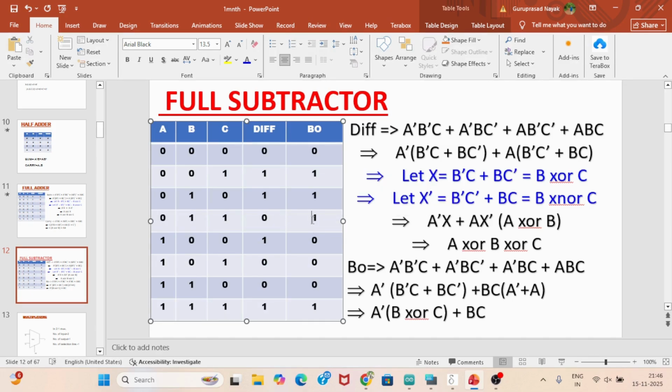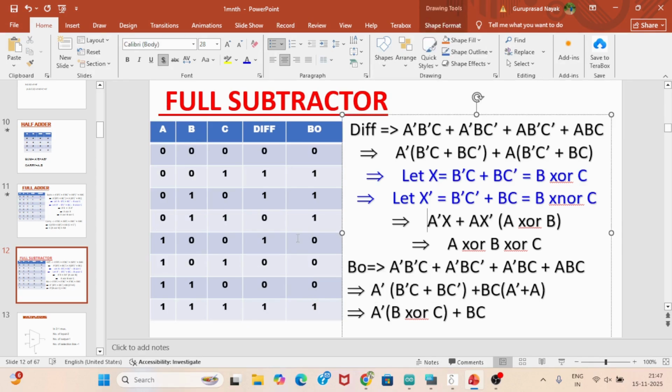Here you can check 1 0 0. 1 minus 0 is 1, so the difference is 1 and the borrow is 0. Then 1 1 1: 1 minus 1 is 0, then 0 minus 1 is not possible, so the difference is 1 and here I'm giving borrow 1. So this is my truth table.